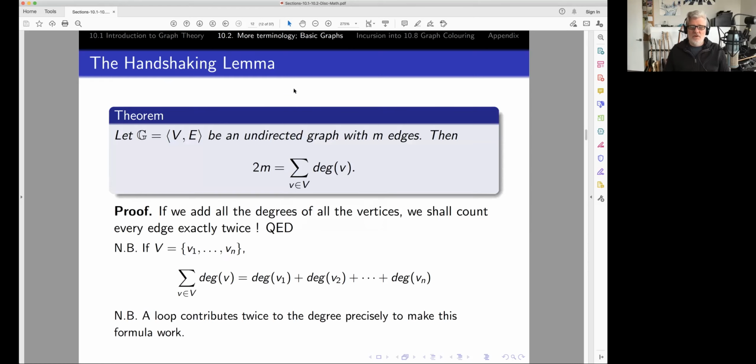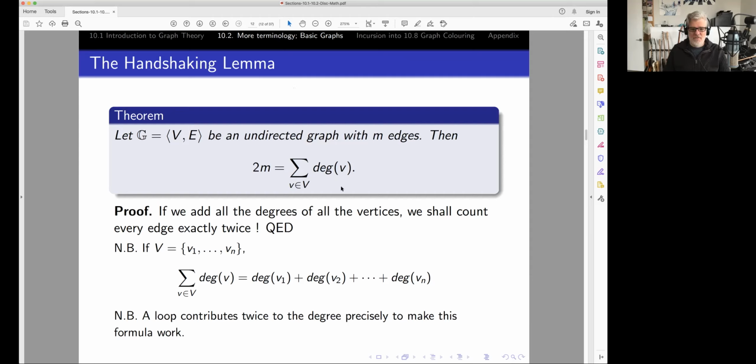All right. Our first result, the handshaking lemma. So what does the handshaking lemma say? Nothing very deep, but it's a remarkably useful little observation. If I take an undirected graph, so we're allowing loops here, which has M edges, then if you add up all the degrees of all the vertices in the graph, you will get 2M, twice the number of edges.